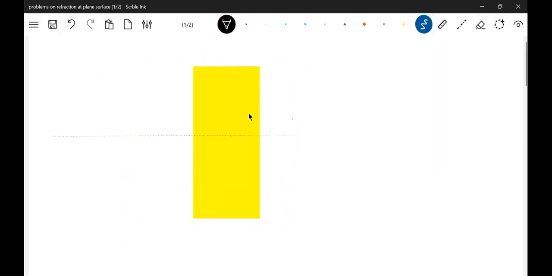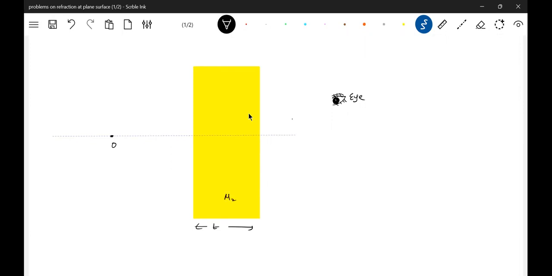Okay, I'm going to keep an object somewhere here. Then I'm going to view it from here. Okay, this is a slab of thickness T. Refractive index, let me keep this as mu1. Already the apparent shift, what we studied, those concepts only I'm going to apply, not something new.